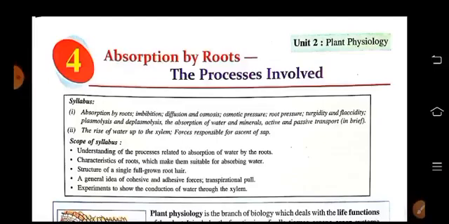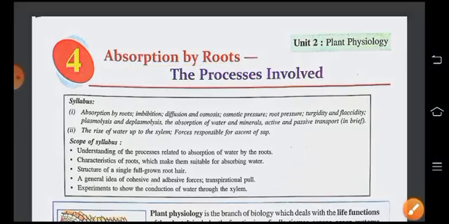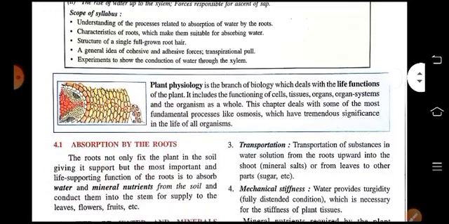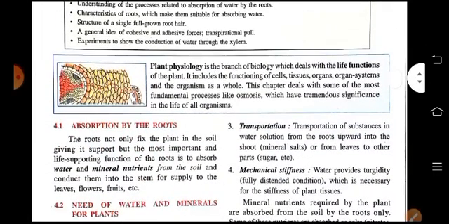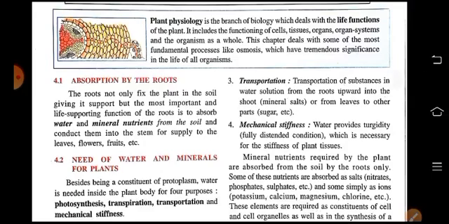So, today we are going to start the chapter Absorption by Roots, the process involved. Children, in your junior classes, you have already studied the absorption process which is done by roots. You know that roots are meant for absorbing water from the soil, and this water goes in an upward direction in the plant. So let's see absorption by roots.